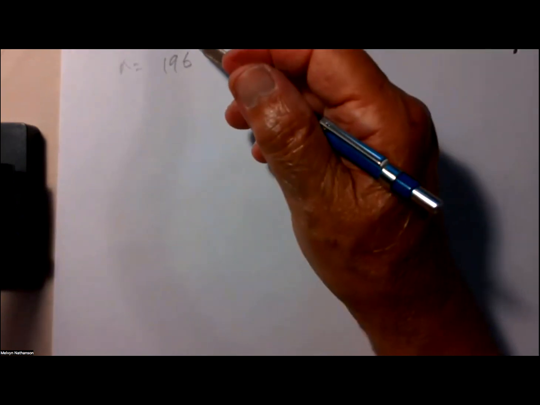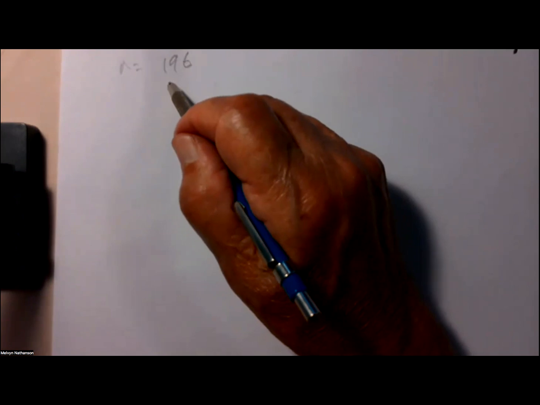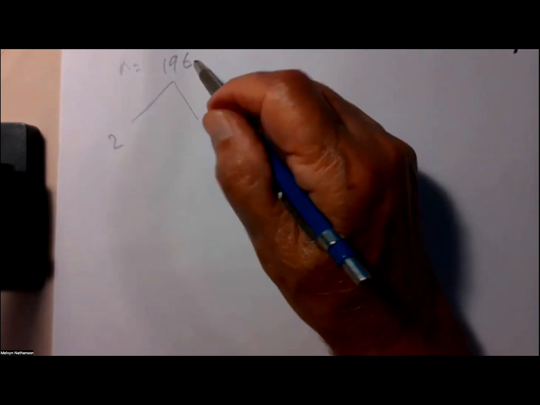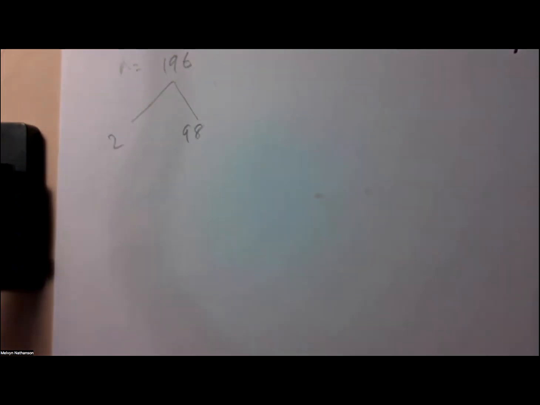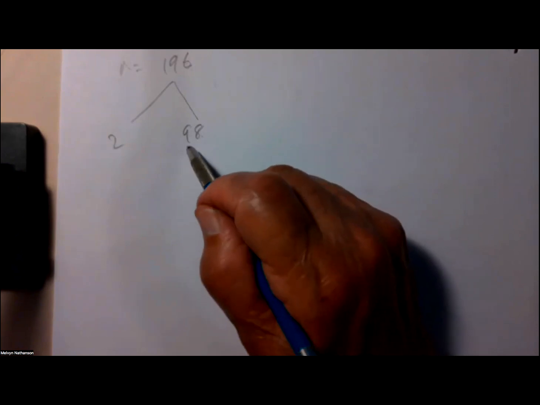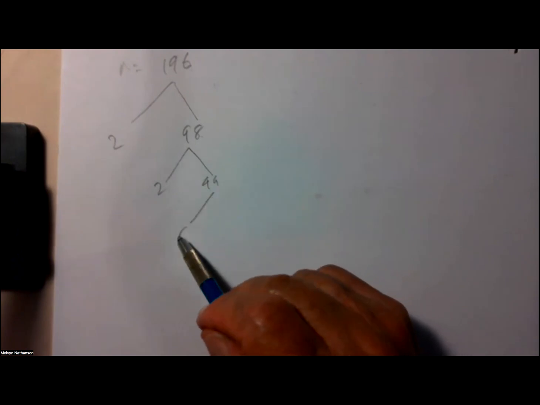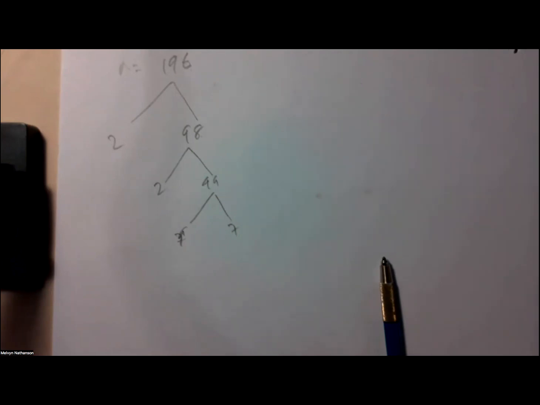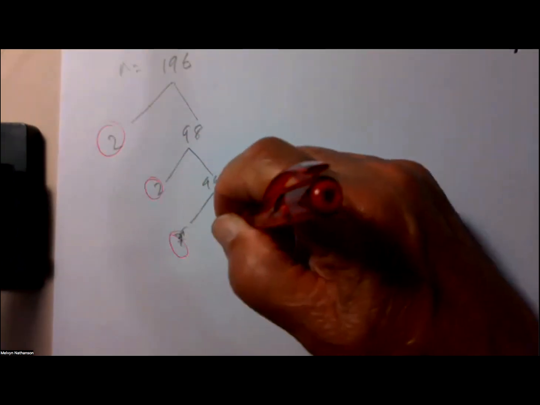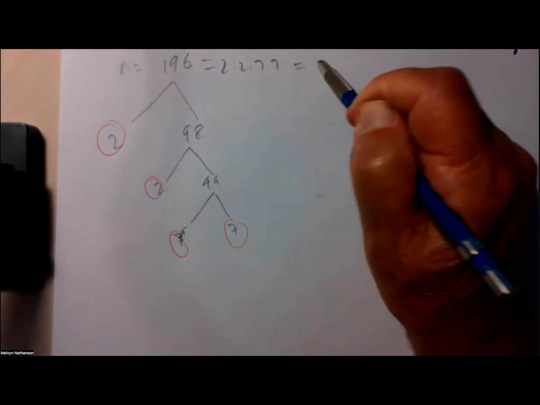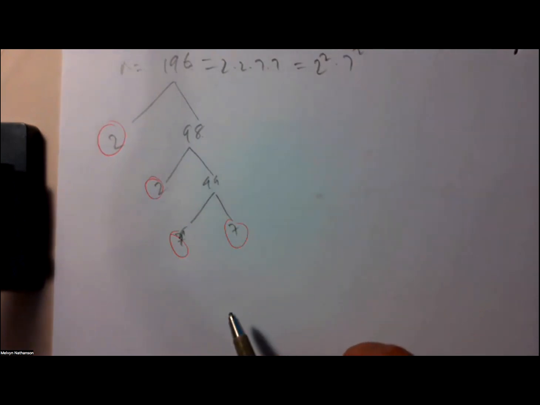Well, you can always try and do a factor tree. Let's see. It ends in a 6, so it's certainly divisible by 2. So this is 2 times 98, I think. And this is still divisible by 2. This is 2 times 49. And 49 is 7 times 7. These are primes. So 196 is 2 times 2 times 7 times 7, or 2 squared times 7 squared. That's the prime factorization.